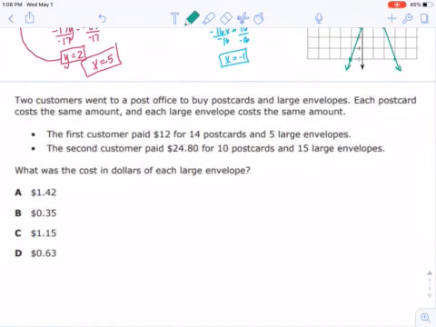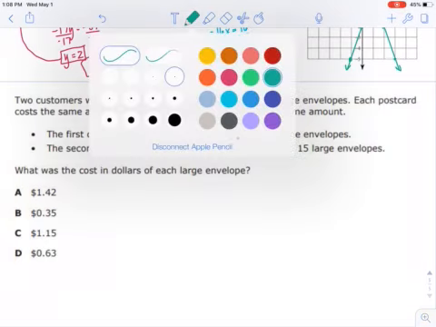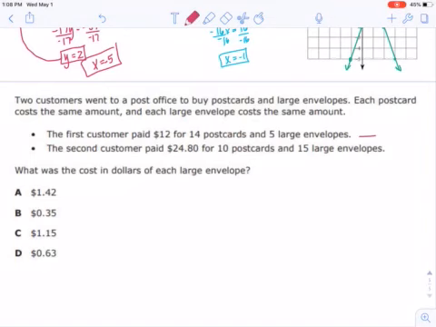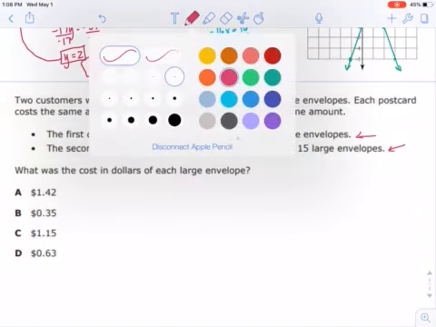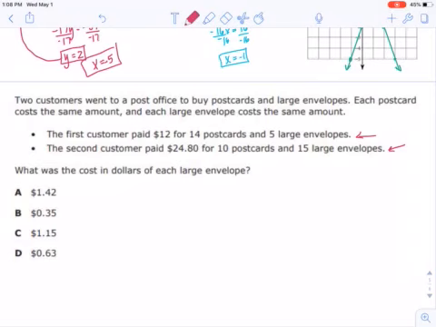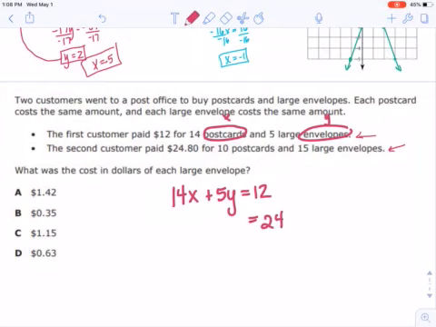So this question: 2 customers went to a post office to buy postcards and large envelopes. Each postcard costs the same amount and each large envelope costs the same amount. Here's the information they give you that you're going to use to make 2 equations. So it says the first customer paid $12 for 14 postcards and 5 large envelopes. Well, I need to turn that into an equation. I'm going to make postcards my x and envelopes my y. So 14x plus 5y costs $12 for that first person. The second customer, they paid $24.80 for 10 postcards and 15 envelopes.